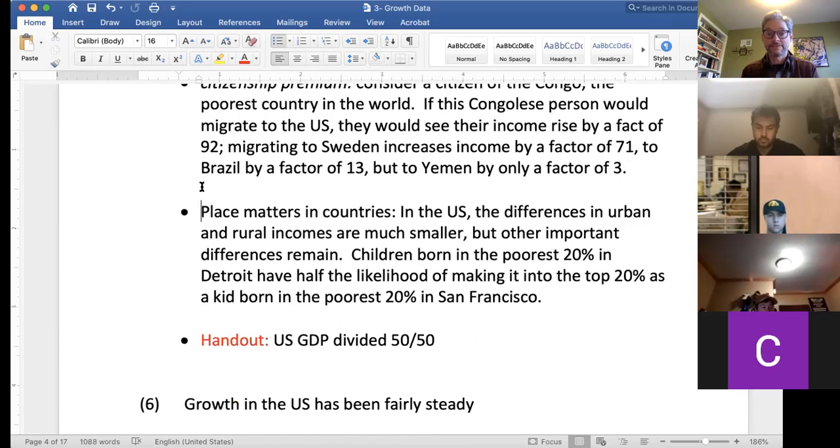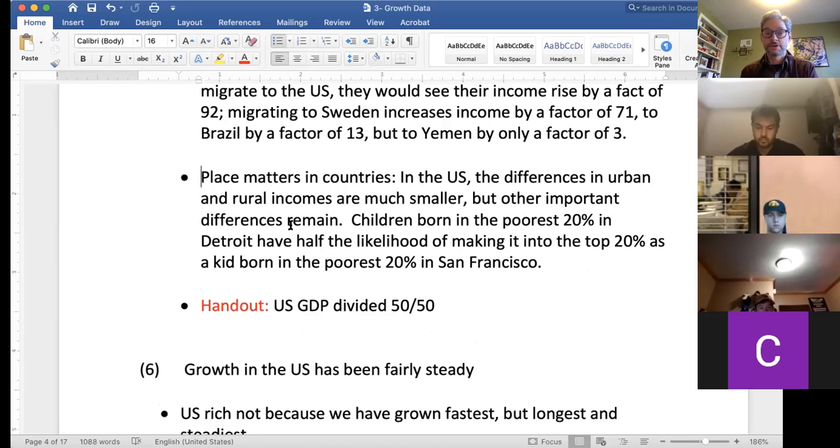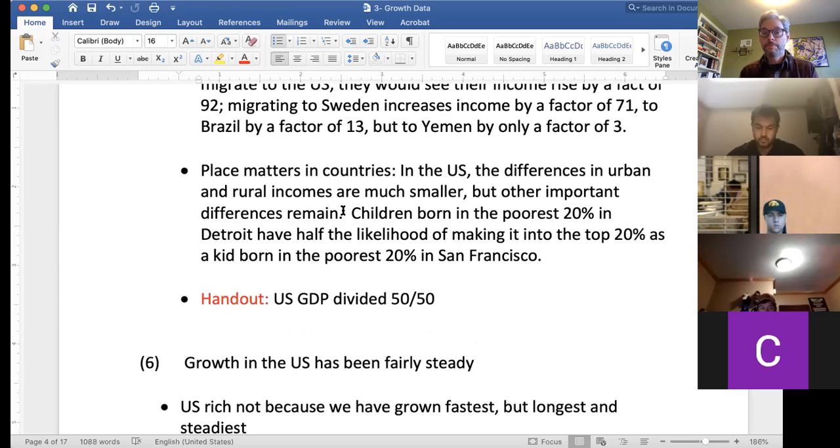In the United States, there's big differences in urban and rural incomes. Children born in the poorest 20% of Detroit have half the likelihood of making it into the top 20% as a kid born in the poorest 20% in San Francisco. So even across urban areas, there's big differences, right? Yeah, it's amazing.